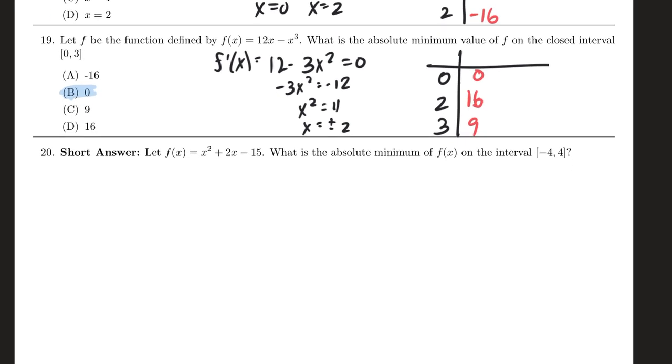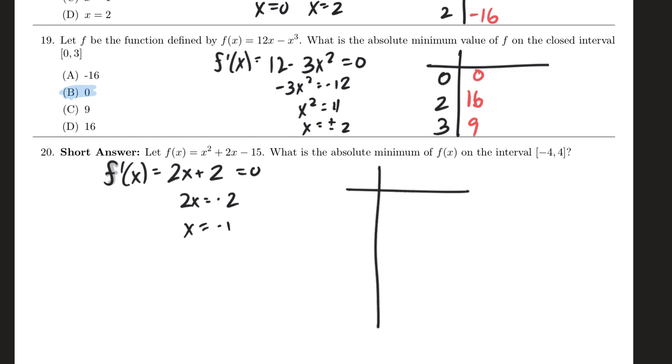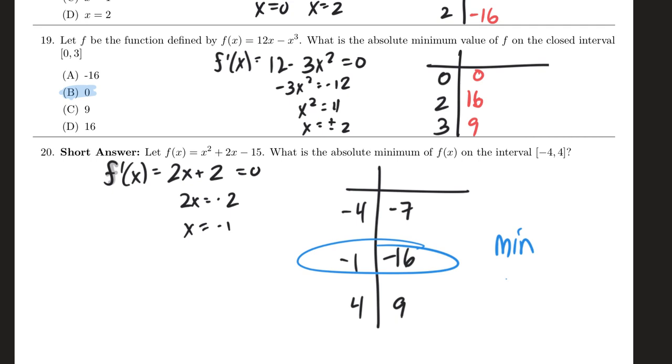And one more time, what is the absolute minimum of this function on this interval? Find my critical points first. Set it equal to 0. I get negative 1. My endpoints and my critical point, plug all those in. If I plug in negative 4, I get negative 7. If I plug in negative 1, I get negative 16. If I plug in 4, I get 9. So what is my absolute minimum? The lowest value I get is there. So my min is negative 16.